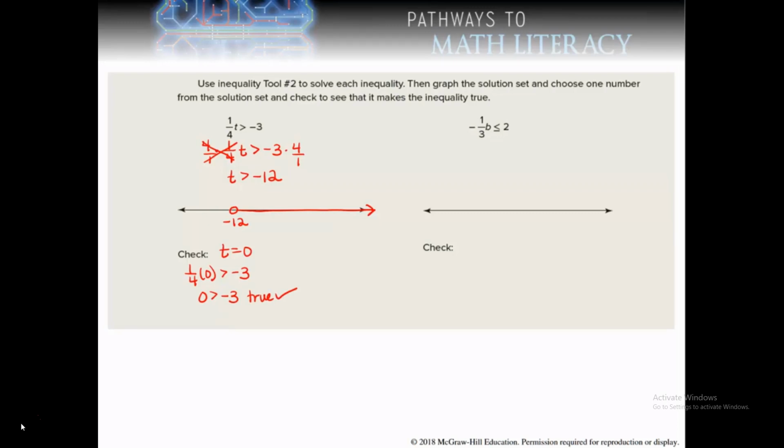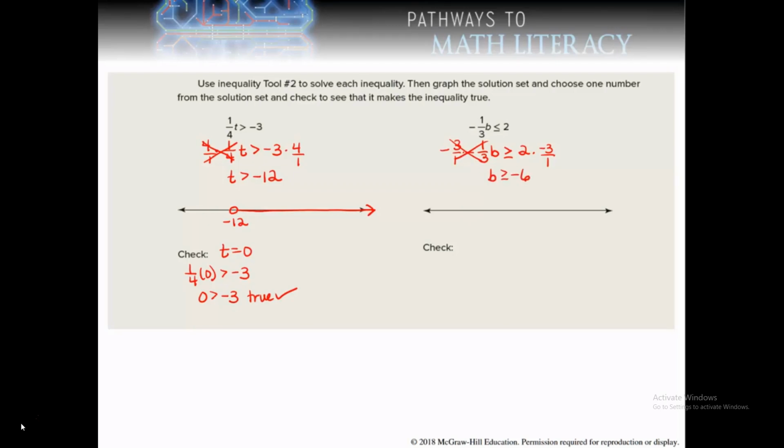Our final one is negative 1/3 b less than or equal to 2. So we're still going to multiply by a reciprocal. This time, that reciprocal will be negative. We're going to multiply both sides by negative 3 over 1. And multiplying both sides by a negative number is going to change the direction of that inequality. So we're going to end up with b greater than or equal to negative 6.